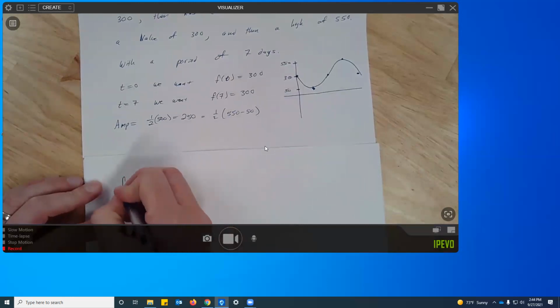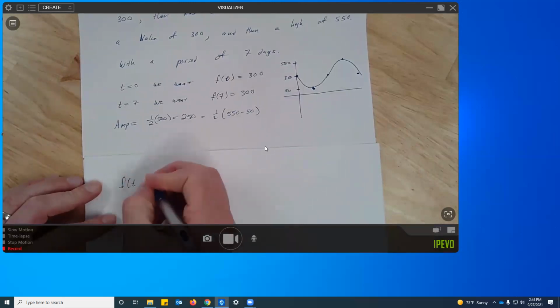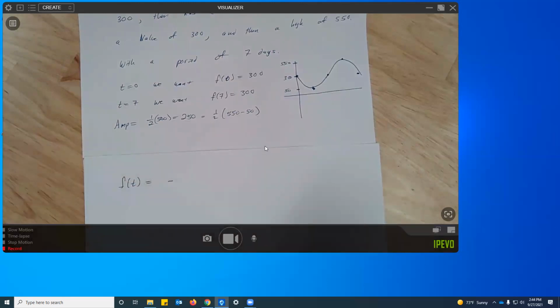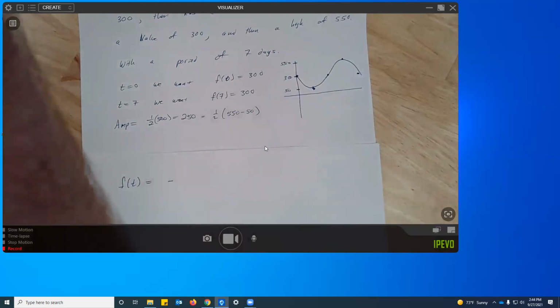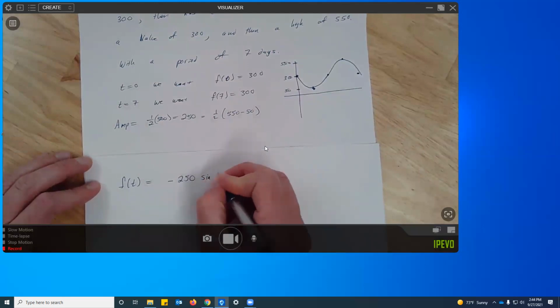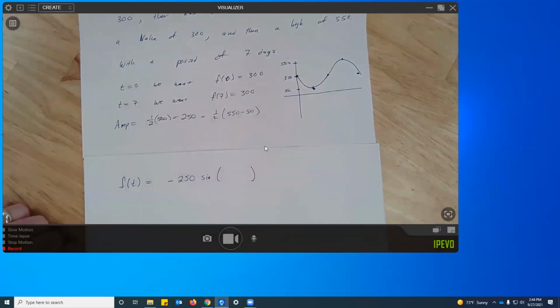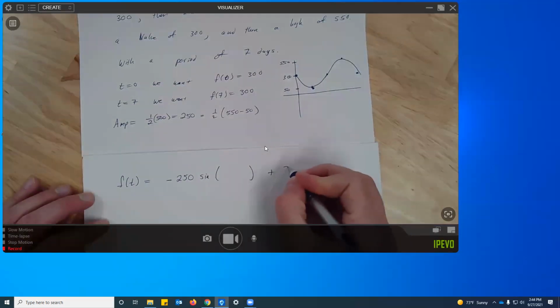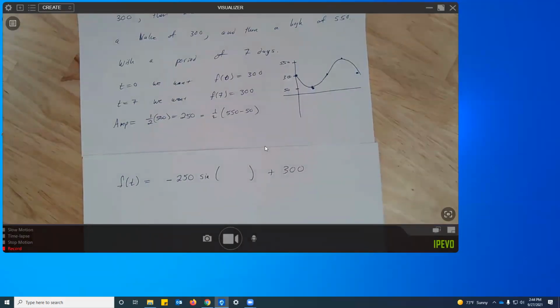So I know I want my amplitude to be the coefficient. So I have negative 250 times sine, and we're going to work this part out. And if I do negative 250, that's going to have a bottom of negative 250 and a top of positive 250. So I need to add on the vertical shift, which is 300. And that should get us our lows and our highs, right?